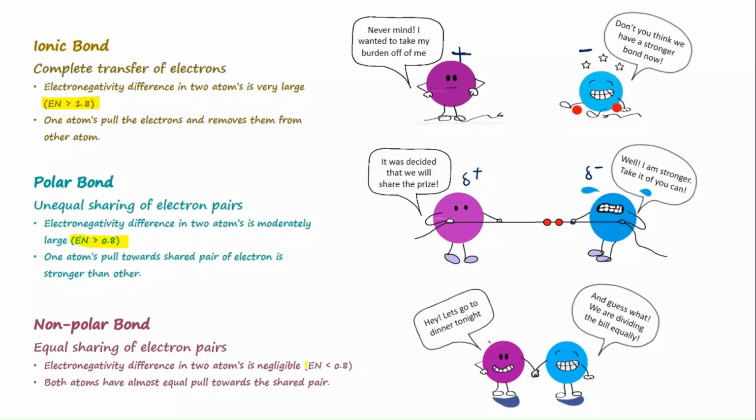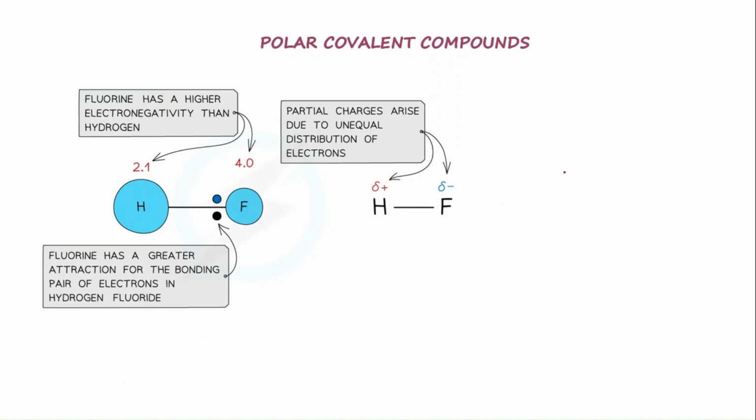A nonpolar bond is formed when the electronegativity difference is less than 0.8. Now, what is this electronegativity difference? Let's look into this example again. Fluorine here has electronegativity 4.0 and hydrogen has electronegativity 2.1. So if we take their difference, it makes it 1.9. Now 1.9 is definitely greater than 0.8.